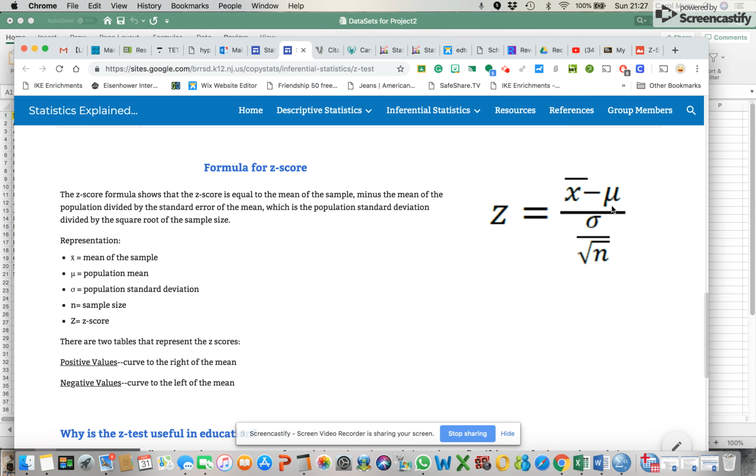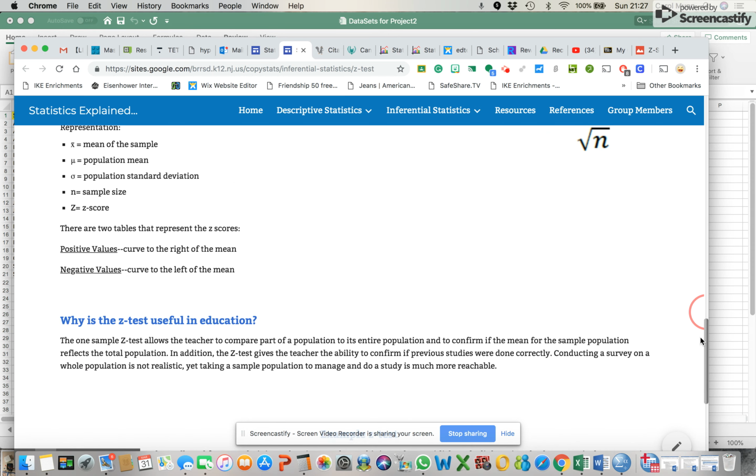So here we go. On the right-hand side, here's the Z-score. It equals the mean of the sample, which is X-bar, minus the mean of the population, mu, divided by the standard error of the mean, which is the population standard deviation, sigma, divided by the square root of n, which is the sample size.